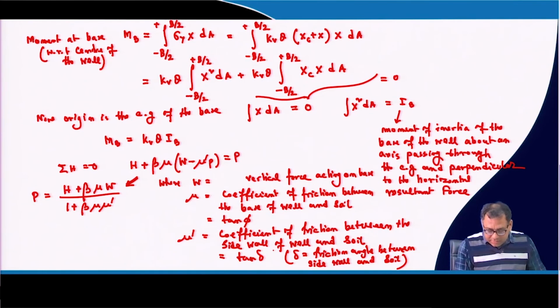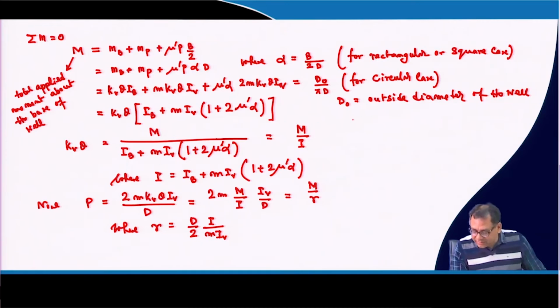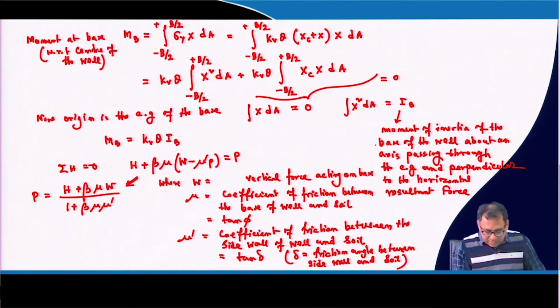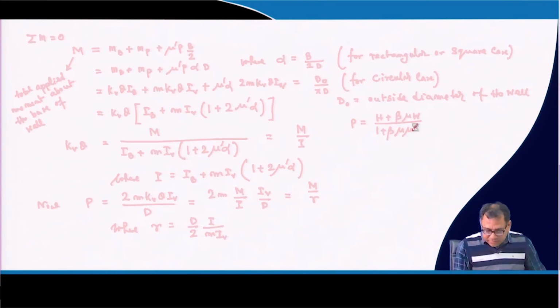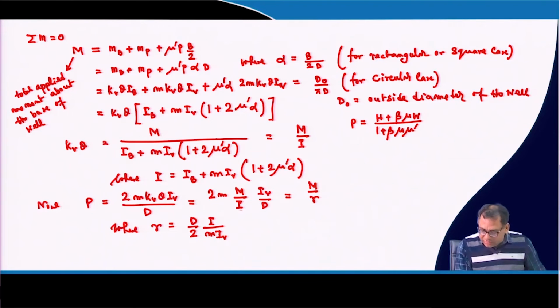So what is that expression? This is the expression. If I write that expression, P is equal to h plus beta mu w divided by 1 plus beta mu s. So we can equate it with this equation: h plus beta mu w, over 1 plus beta mu s, will be equal to M by r.